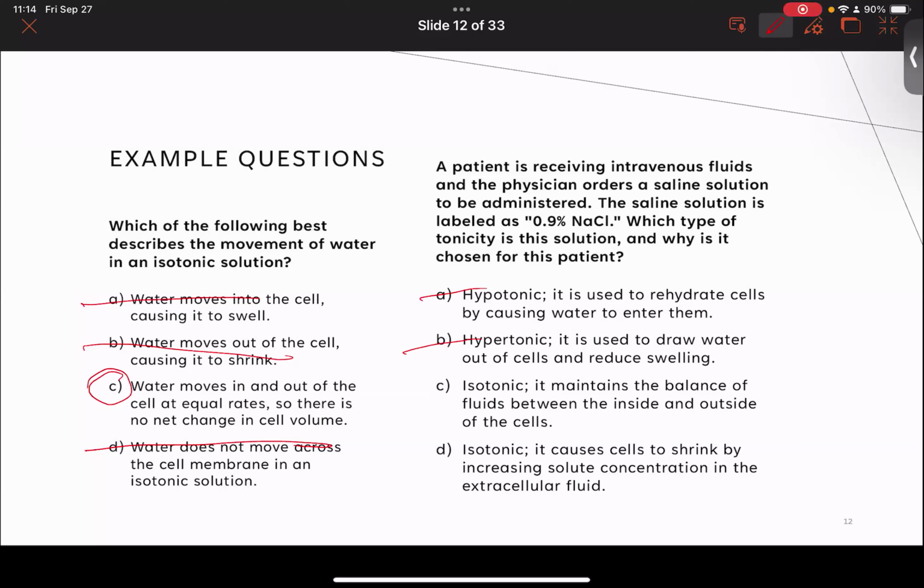It will maintain the balance of the fluids between the inside and outside of the cell. Or will isotonic cause cells to shrink by increasing solute concentration in the extracellular fluid? Well, no, it should be isotonic, right? Copacetic is what we're aiming for here. We want equal, we want homeostasis. So we're going for isotonic.